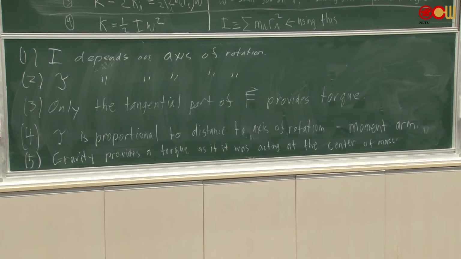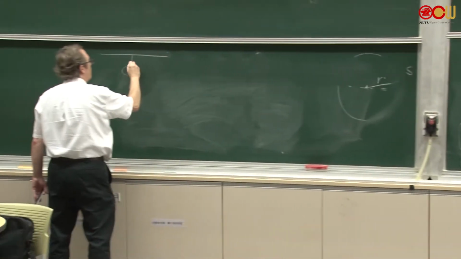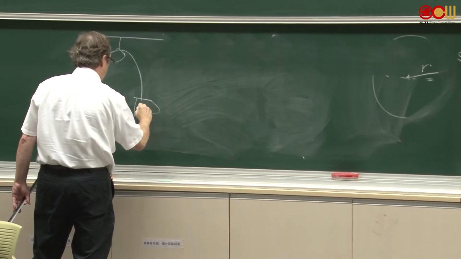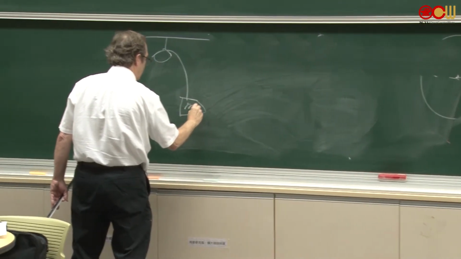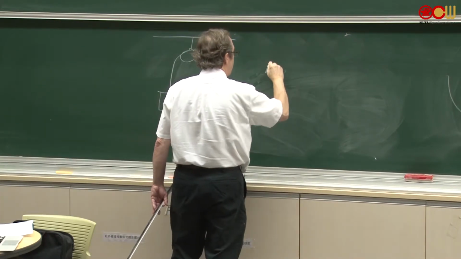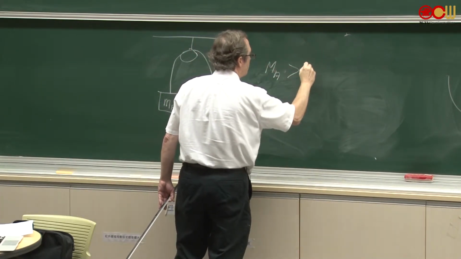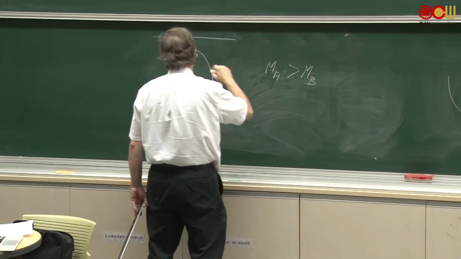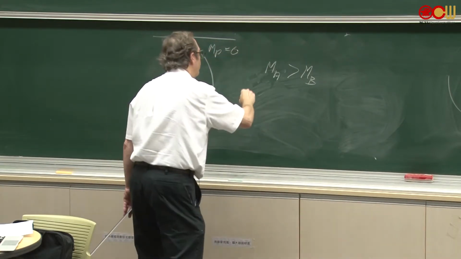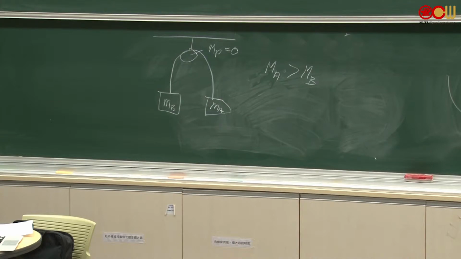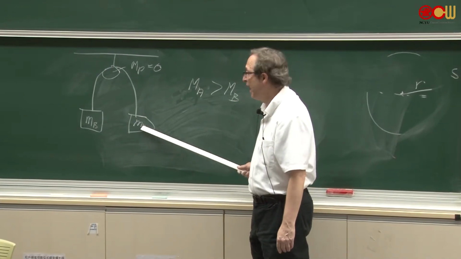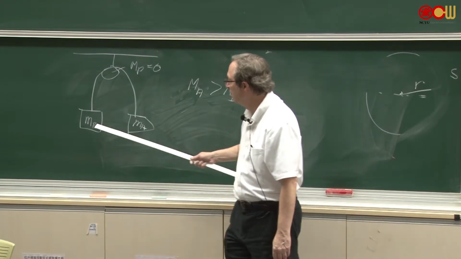Let's imagine we have a pulley here. We have a string. We have MA and MB. Let's pretend MA is greater than MB. And this is the mass of the pulley. We're going to set it equal to 0. If I let this go, what's going to happen? MA will fall. Yeah, because it's bigger. It's going to fall there.